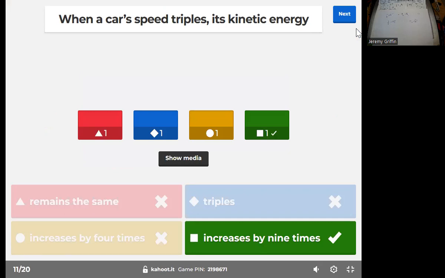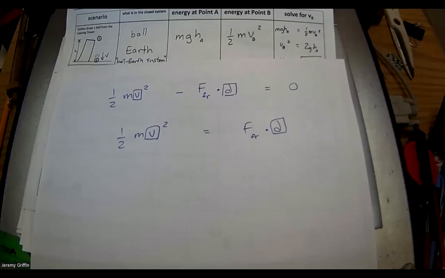Increases 9 times. We just talked about this, right? 1/2 mv squared. Here, let me switch my screen over.